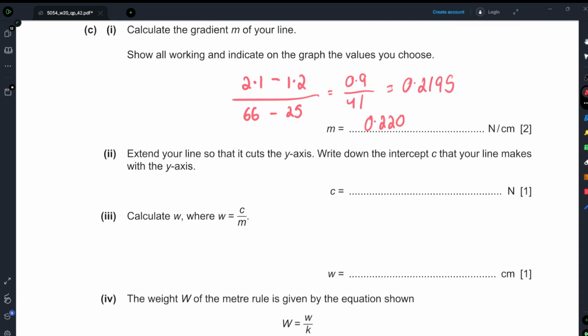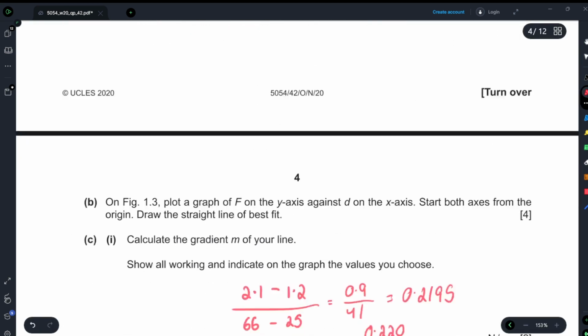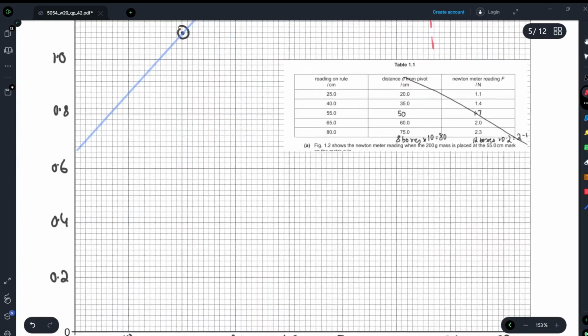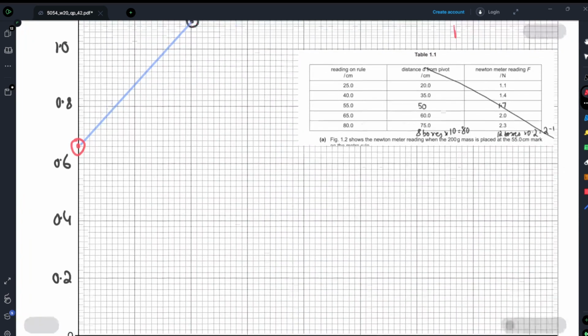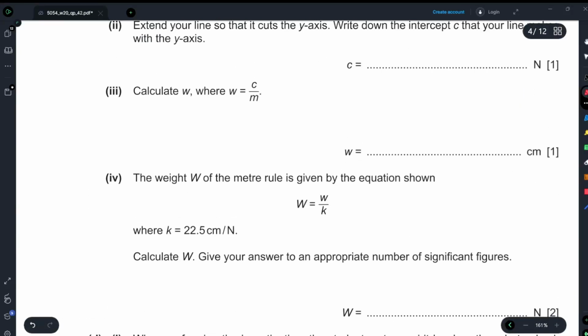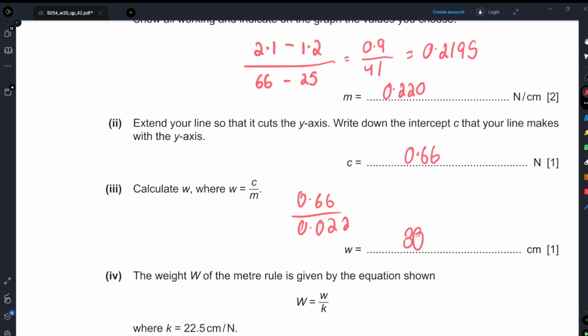Extend your line so that it cuts the y-axis, write down the y-intercept, see where the line meets the y-axis. So the y-intercept must be over here, which is at 0.66. Yep, that's 0.66. Calculate W is equal to c over m. So 0.66 divided by 0.022. That should be 30 if I'm not wrong. So this right here is going to be 30.